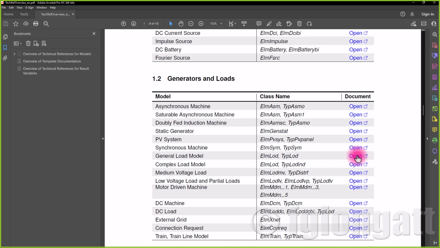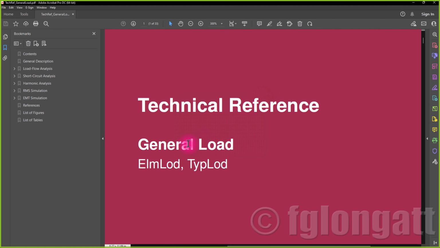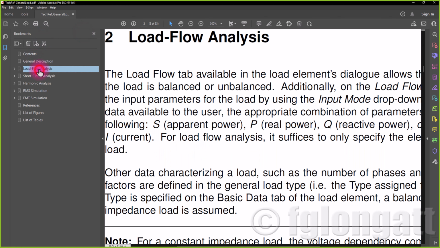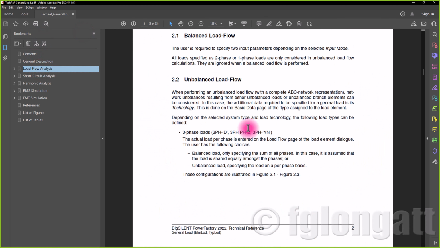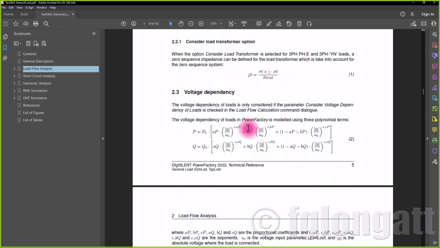To open the technical reference, go here. They say open, of course. You press the hyperlink, and you will go to this beautiful technical reference. You can see here, technical reference for the element load and for the type load. Beautiful. As you can see on the left-hand side, we have several sections, and I will focus on the section related to load flow analysis. Let me go over there, reduce the zoom a bit, and what I'm looking for is the voltage dependence.